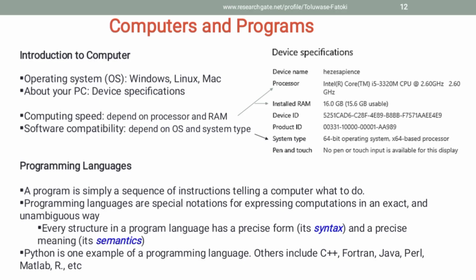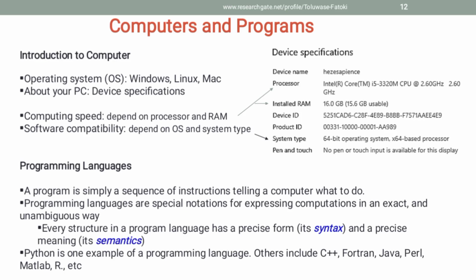We have three major operating systems in the market. There are others, but the three major ones are Windows, which was developed by Microsoft, then Linux, and then Mac, which was developed by Apple. For Linux, we have different versions: Ubuntu, Mint, Fedora, and the rest like that. But these are the three major operating systems that you can find on major computers.